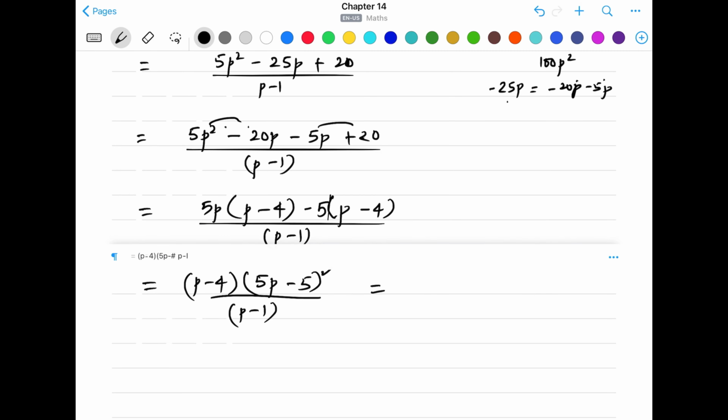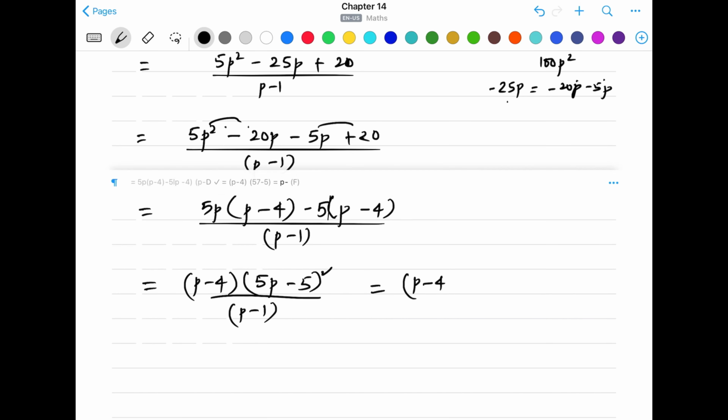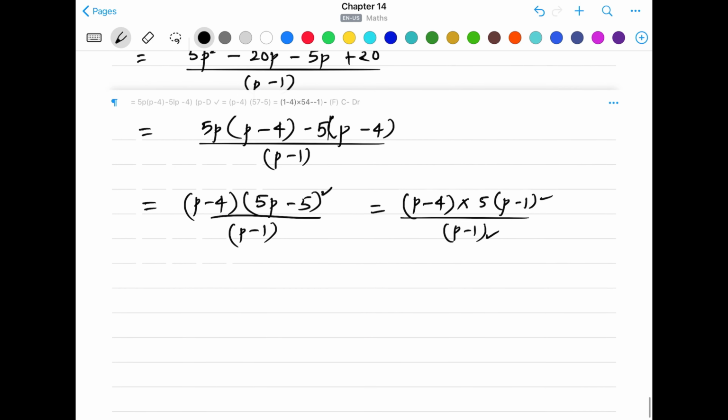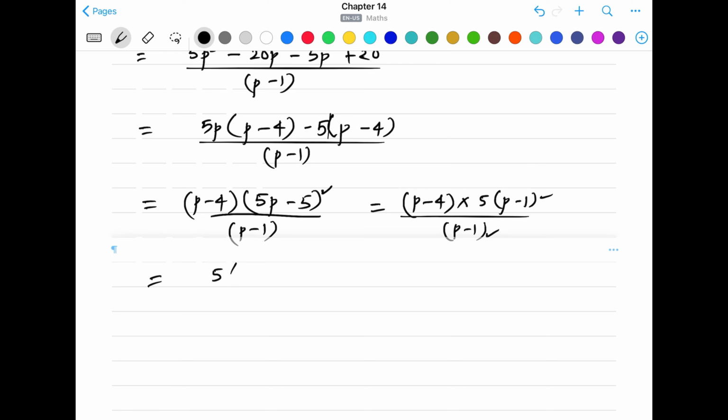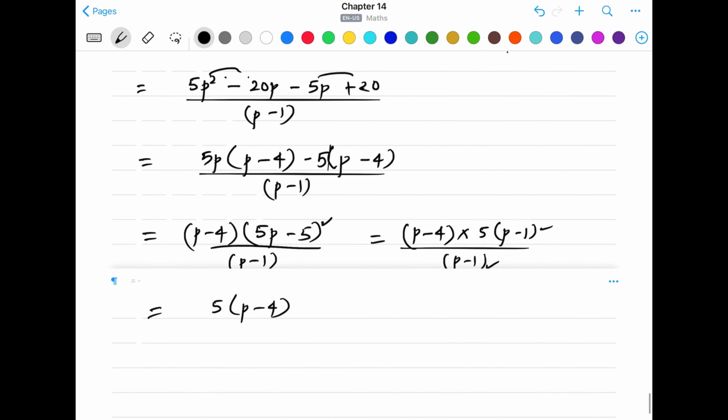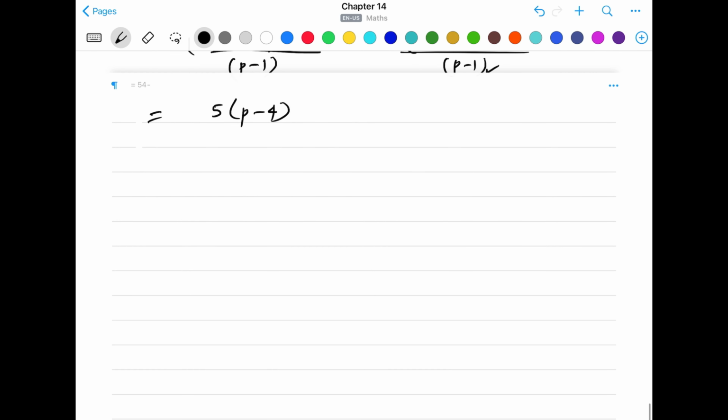Okay, now from this bracket we can also take 5 common, so we have p minus 4, and here we'll take 5 common, so we're left with p minus 1 divided by p minus 1. Okay, now this p minus 1 and p minus 1 will be cancelled out, so we're left with only 5 multiplied by p minus 4. Okay, so that's the answer for this one. Now let's see part 4.